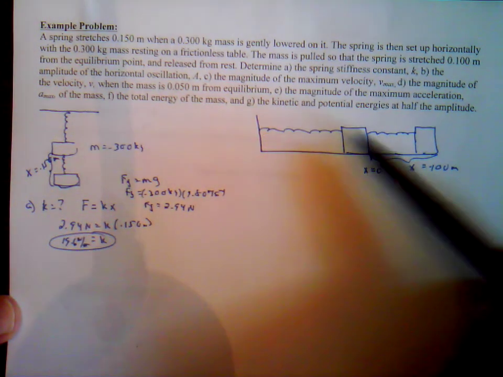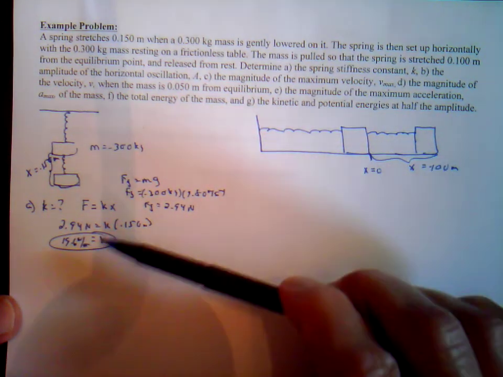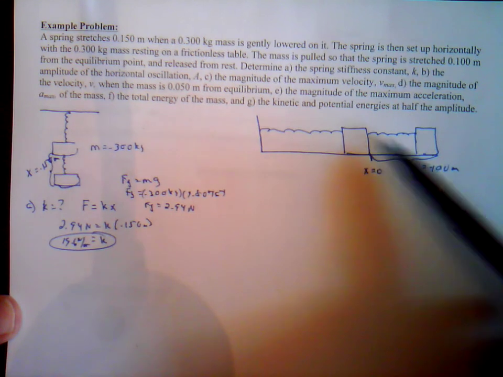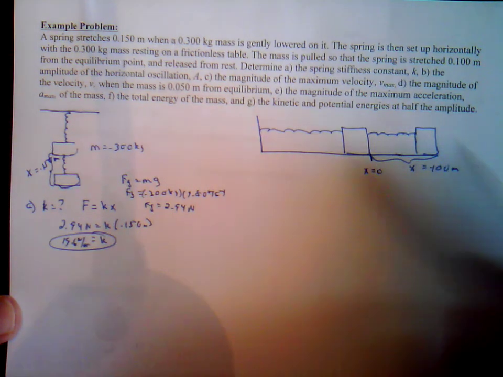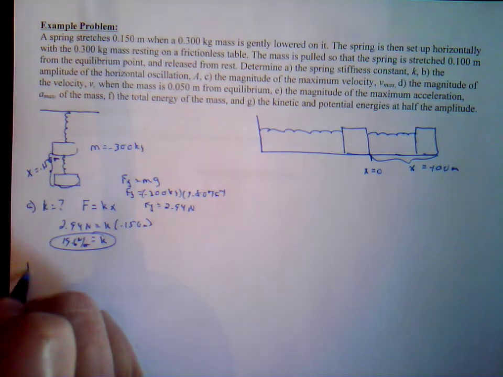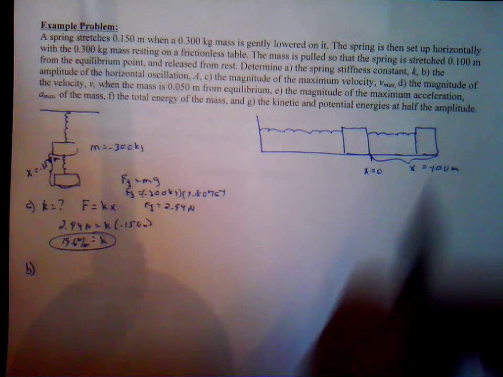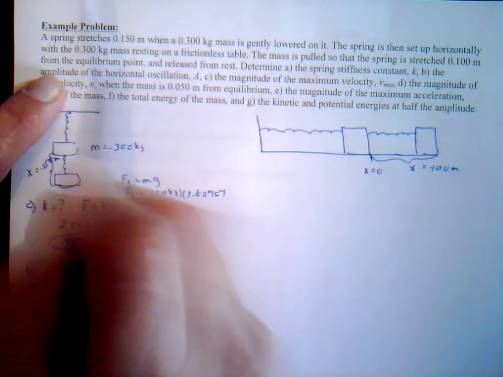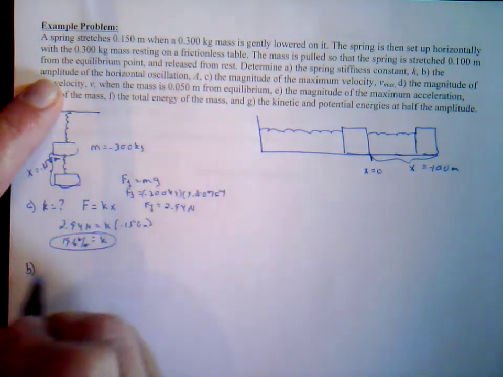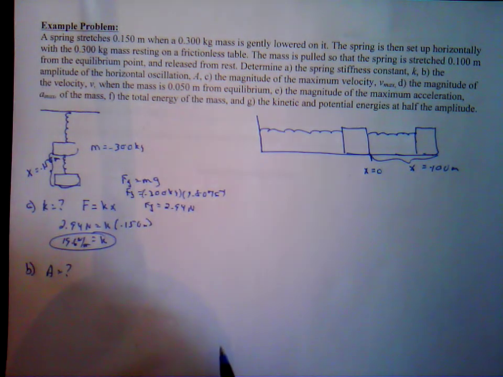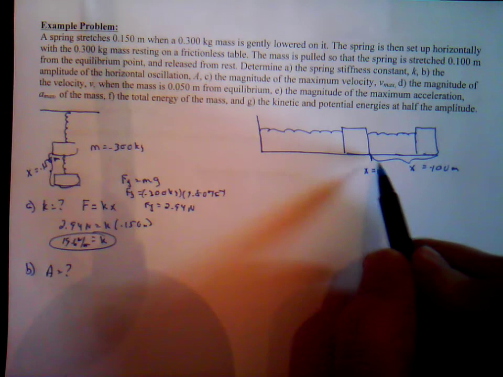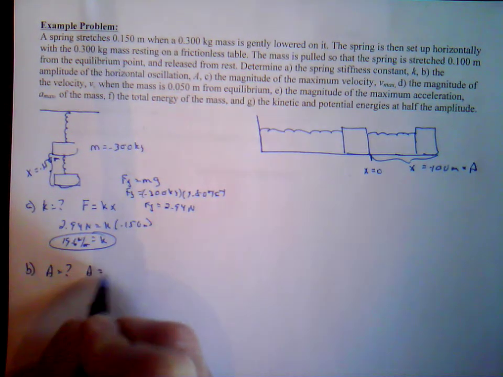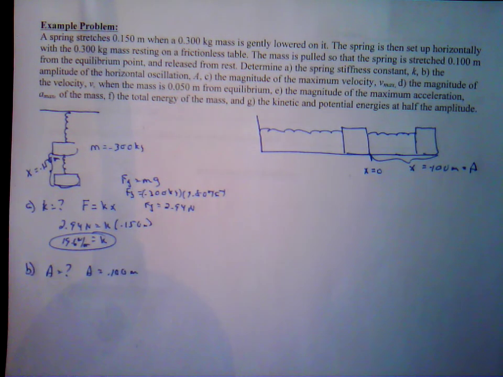Now we're going to take this spring, it has the same spring stiffness constant because it is constant. Move it horizontally, we're going to then stretch it 0.1 meters and let it oscillate back and forth. So now, part B. The amplitude of the horizontal oscillation, A, we want to determine its maximum displacement. Well, we know its maximum displacement. It's told us that it is displaced 0.100 meters. This is the maximum displacement that it goes, so that's also equal to A. So the amplitude is 0.100 meters.